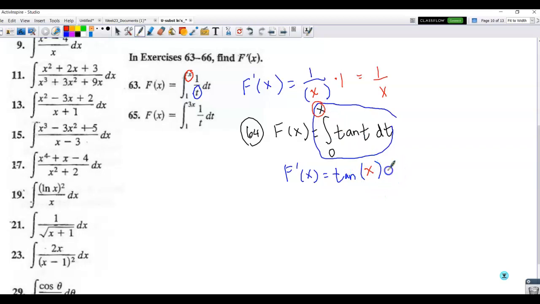Step 3, multiply by the derivative of the new function, and the derivative of x is 1. I'm not taking the derivative of tangent. I'm taking the derivative of the new function only. So that just simply gives me tangent x as the first derivative.